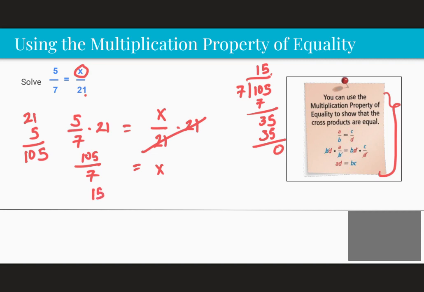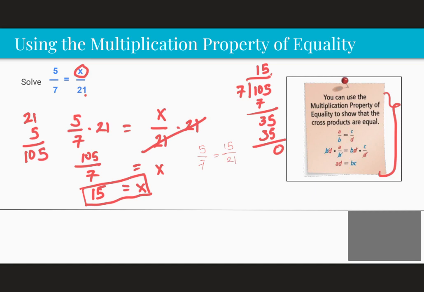It's always good to know how to do long division, so we always have a backup in case we don't have a calculator, and for things like this, it comes in very handy. So we can check our answer. If we substitute x is equal to 15, let's rewrite this again. So we get 5 over 7 is equal to 15 over 21.